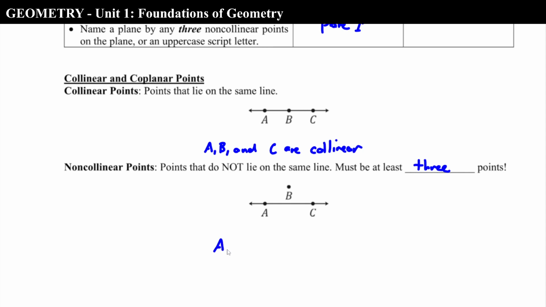Okay, something that may help you with this is if you can draw a triangle between the 3 points. So if I can draw a triangle from A to B to C, and you end up with a triangle between the 3 points, then they are going to be non-collinear. Okay, so that's your little test. If you can connect the 3 points and end up with a triangle and not a straight line, then they are non-collinear.